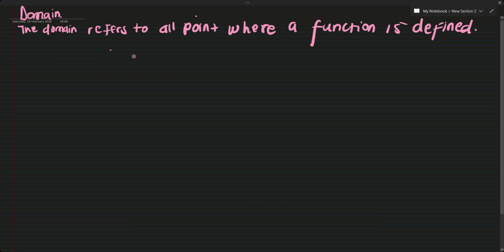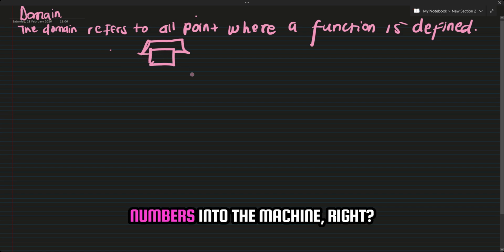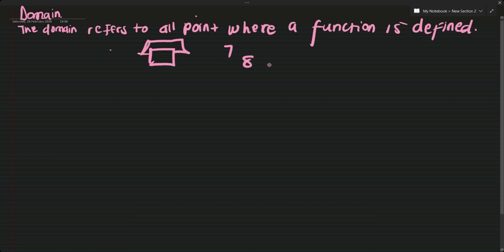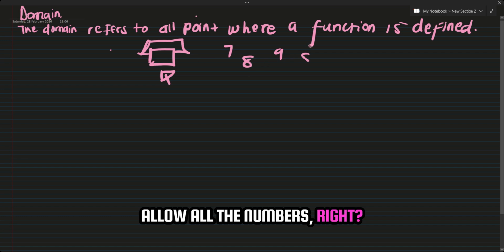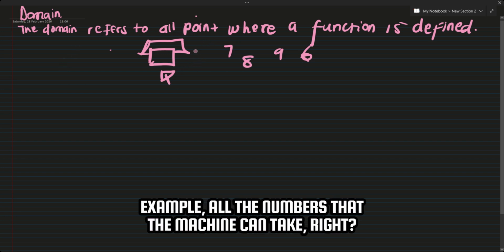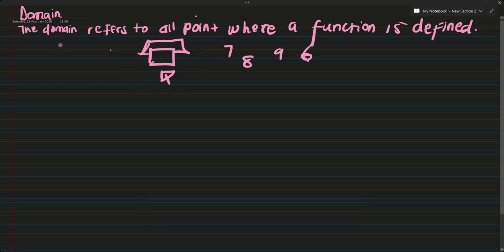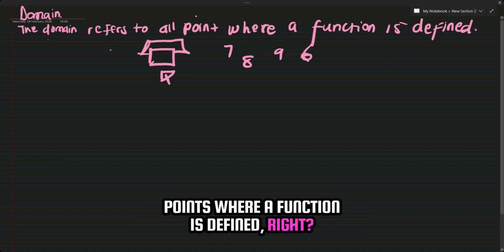It's like, okay, imagine if we have a machine, right? And then we want to put numbers into the machine, right? So it's like this machine doesn't allow all the numbers, right? For example, domain refers to all the numbers that the machine can take, right? So the domain refers to all the points where a function is defined, right?